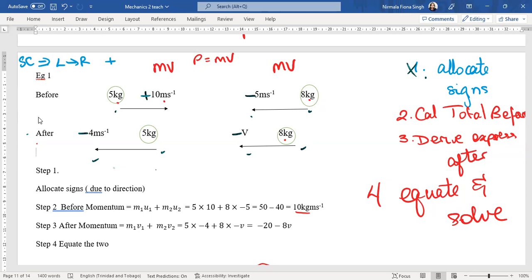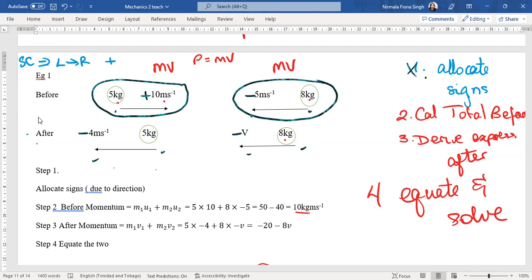Step 2, we find our total momentum before our event. This is our before. So we find the momentum of our first object and add it to the momentum of our second object. So it's going to be 5 multiplied by 10 added to -5 multiplied by 8. So 5 by 10 add 8 by -5. So you're going to get 50 minus 40 is equal to 10. Simple enough there. That's our first one. Students usually get the first one right.